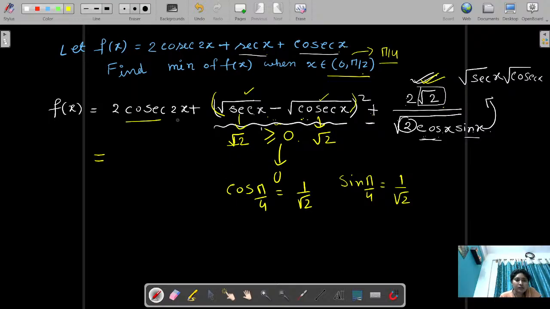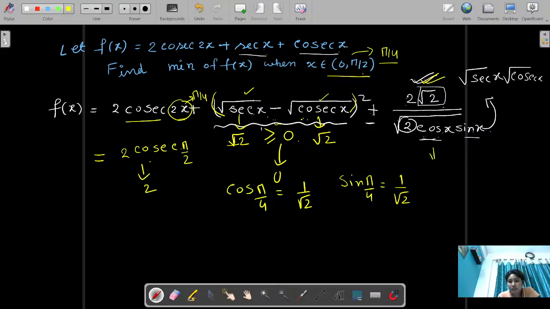And what is the value if I put pi by 4 here? It will give me 2 into cosec pi by 2, because here I have 2 into x. So if x is my pi by 4, then 2 into pi by 4 is pi by 2, and cosec pi by 2 is 1. So this will give us 2.